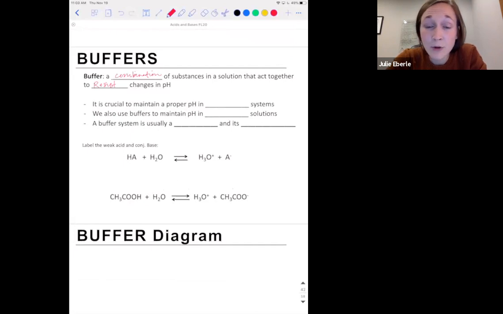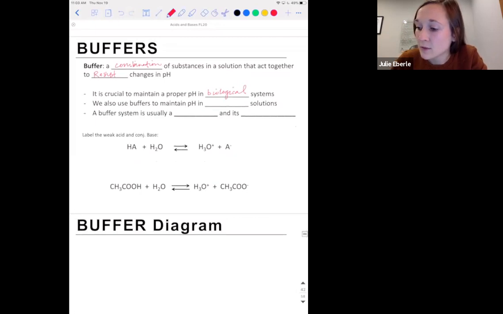And this is important for many reasons. It's crucial to maintain proper pH in biological systems. The main one we're going to talk about today is our blood. And I don't care what area of health science you're going into, blood is important for all of those things, even communication science disorders.